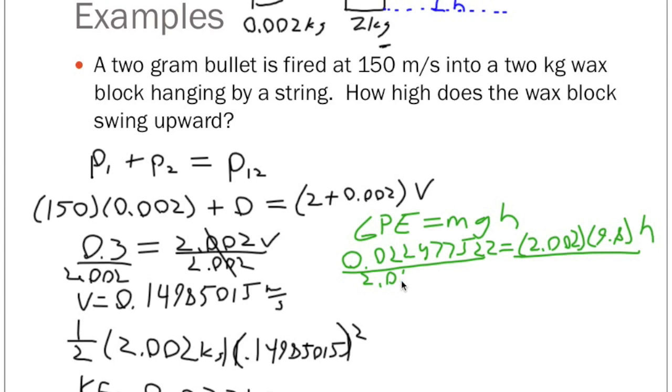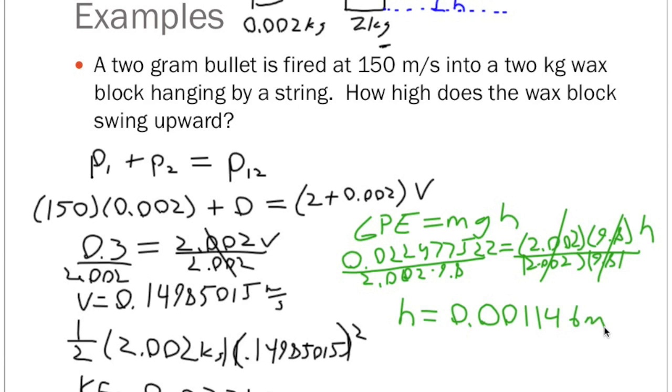Divide both sides by 2.002 and 9.8, right? So the 9.8s cancel, the 2.002 cancel, and so when we do that, we're left just with a height of 0.001146 meters. So not very high. It's a very small bullet, even though it's moving pretty fast. And so this would end up being, what is that, 1.146 millimeters. So not very high at all.